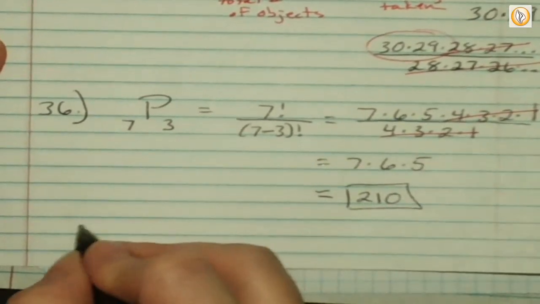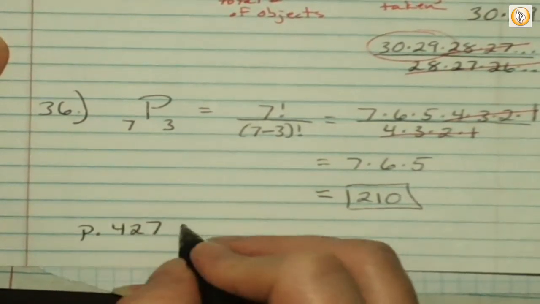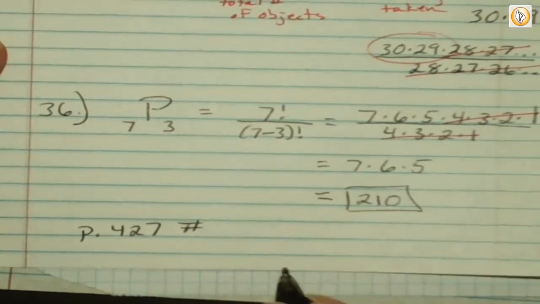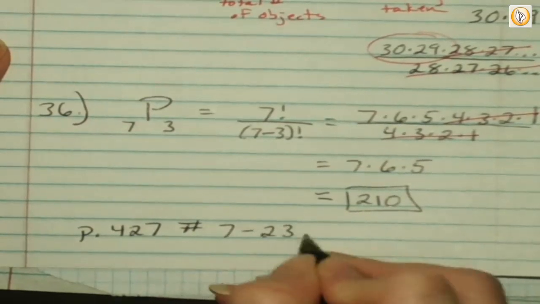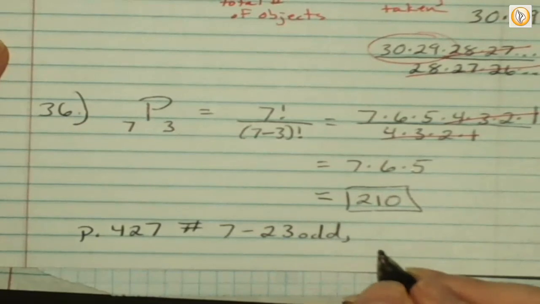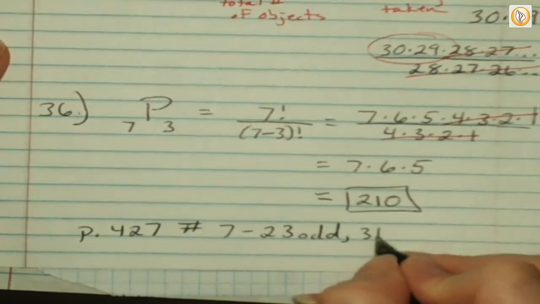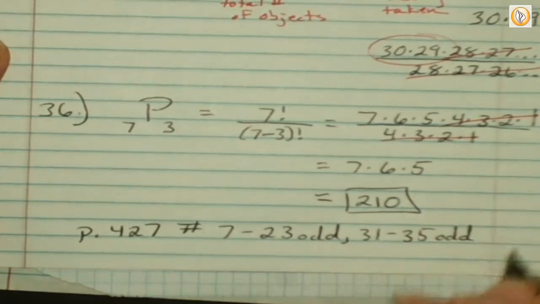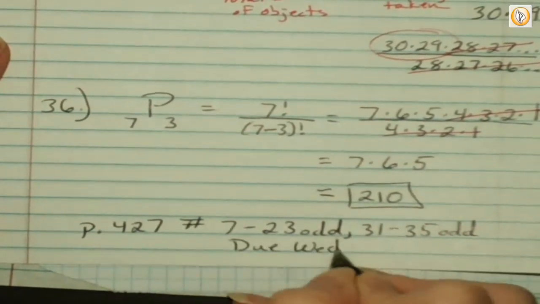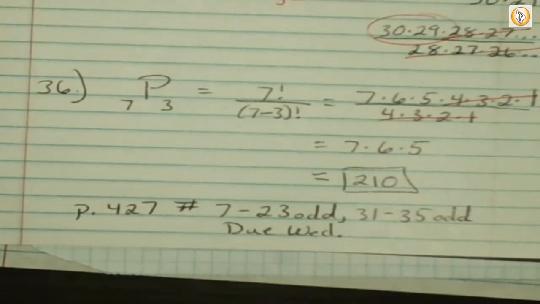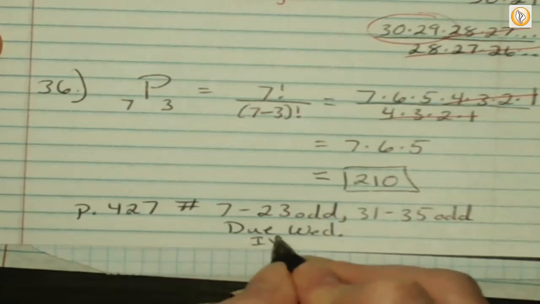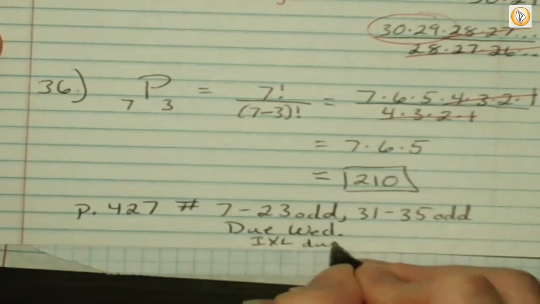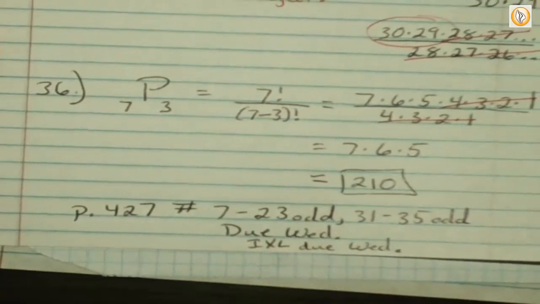All right, y'all are doing page 427, numbers 7 through 23 odd, and 31 to 35 odd. This is due Wednesday. Your test is Wednesday of next week. I am also assigning IXL. It will be due Wednesday of next week. Okay?